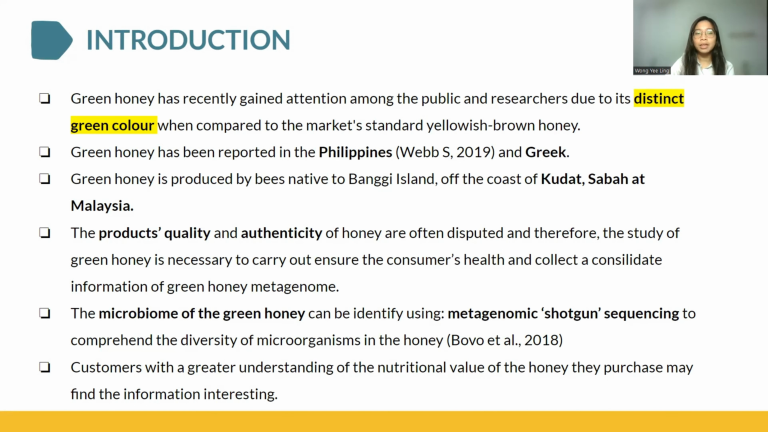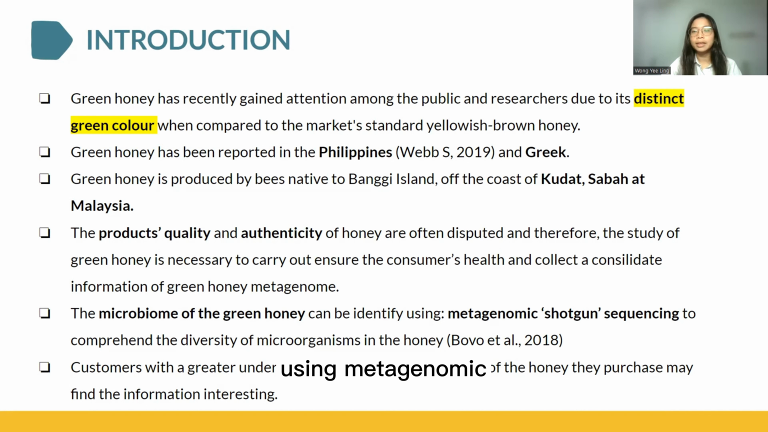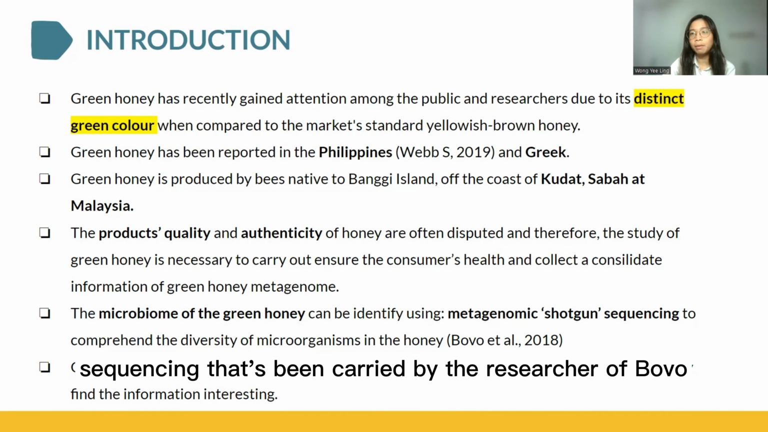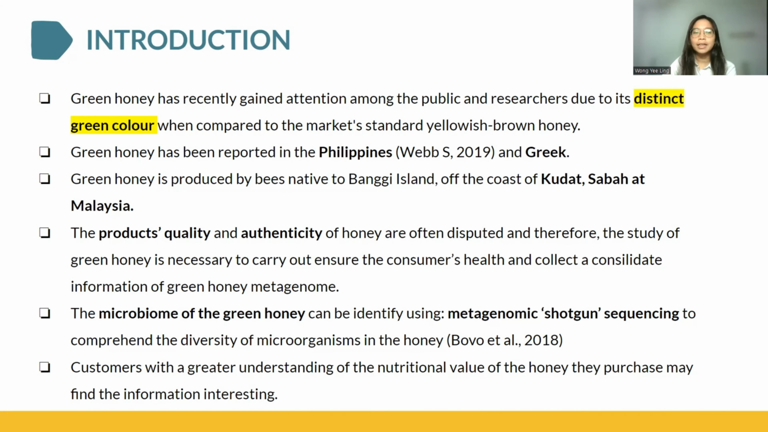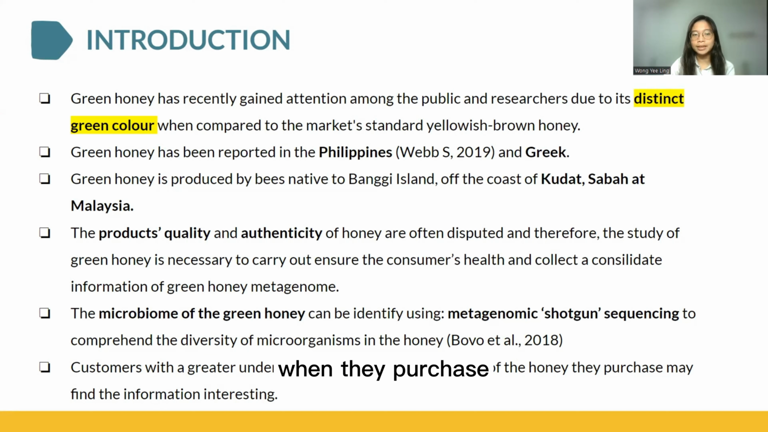metagenome. The microbiome of green honey can also be identified using metagenomic shotgun sequencing that has been carried out by the researchers of OWO. The customers will be able to get a better understanding of the nutritional value of the honey when they purchase, if they find that this information on green honey is interesting and important for them.